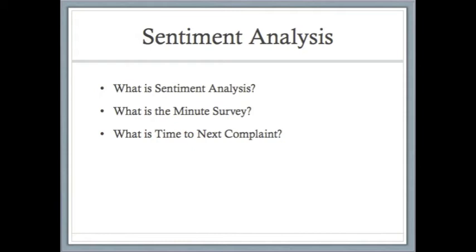What is time to next complaint? Time to dissatisfied patient is a method used in conjunction with the minute survey to reduce the number of patients surveyed. By focusing on the interval between dissatisfied patients, the power of the analysis is enhanced and the number of patients needed for the survey is reduced. In this analysis, we will be looking at time to next complaint by student for each professor.